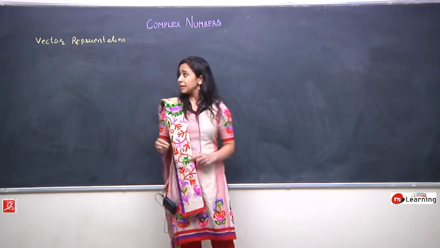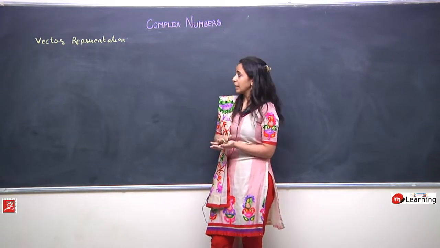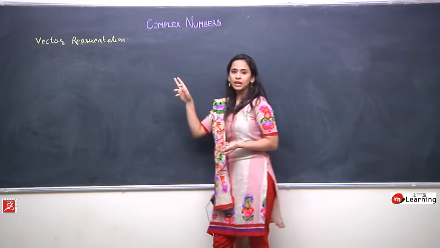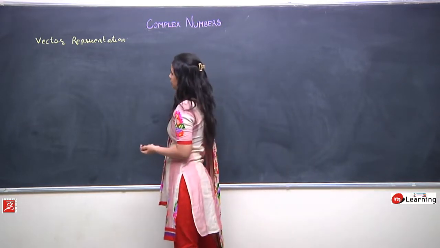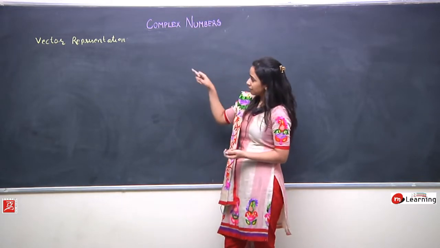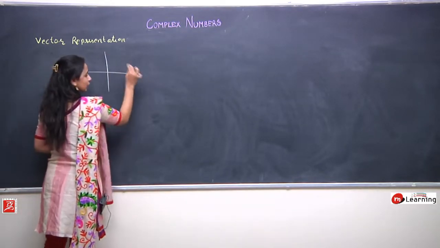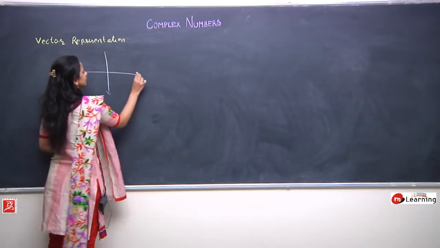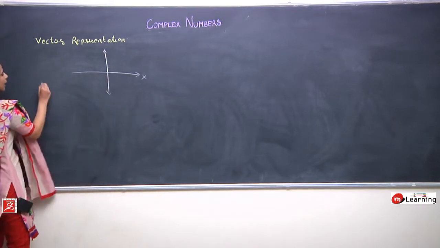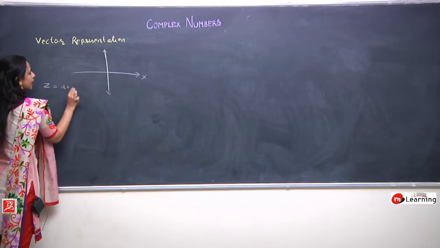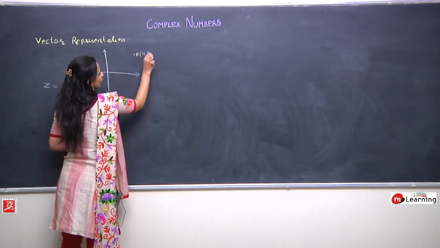When we just started learning about the polar representation of complex number, we saw that we can always represent a complex number on a 2D plane, and even at that point of time we saw that we can represent a complex number as a vector. Let us see how we can do that. Let us draw a 2D plane once again and call the x axis the real axis and the y axis the imaginary axis. Now I have a complex number z equal to a plus iota b, which I am representing by a point on this plane.